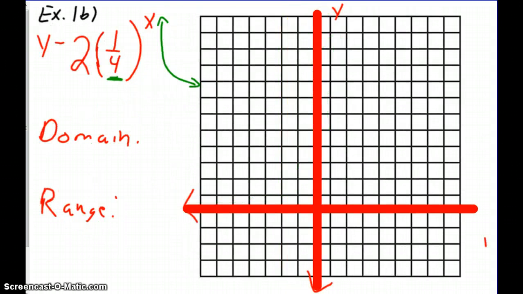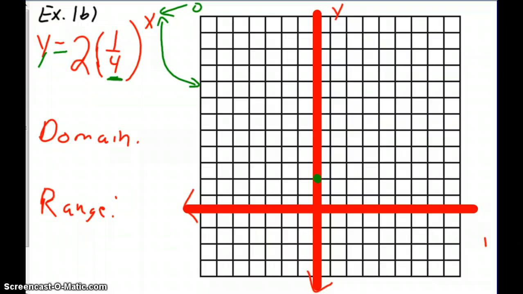All right, so now here we go. The first thing we're going to do is put a 0 in there. How much is 1/4 to the 0 power? 1. How much is 1 times 2? 2. So at 0, it's at 2. Now you realize what's going to happen here. So the thing you can now do is type this over to the calculator.